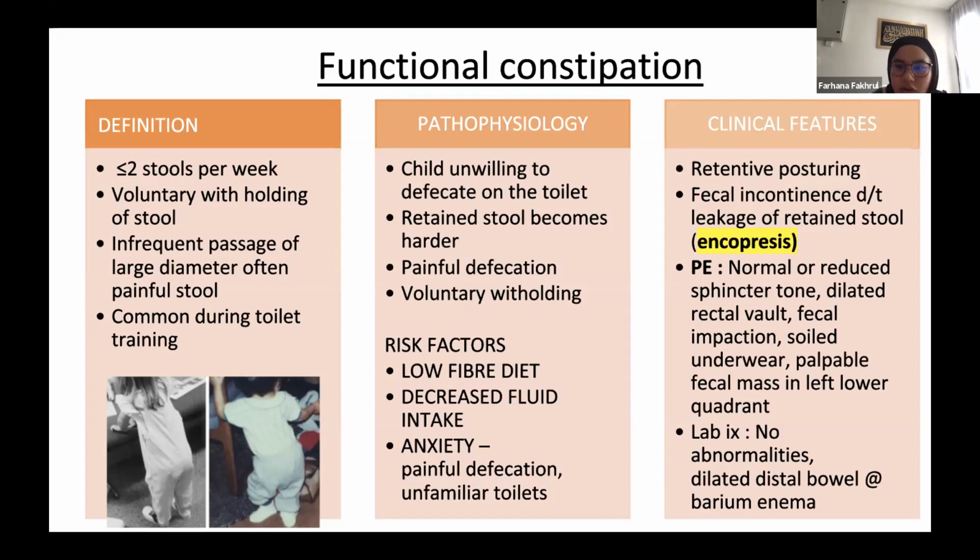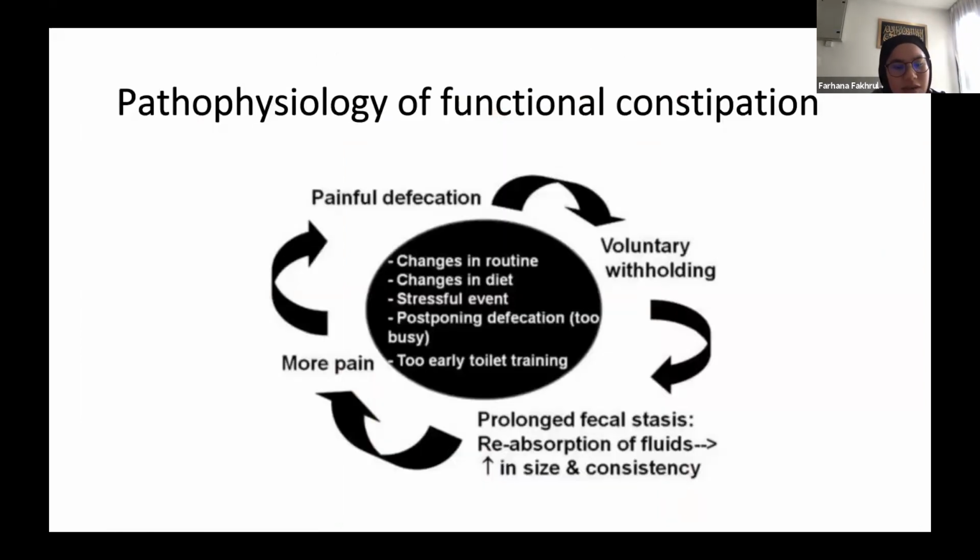In the physical examination, usually functional constipation patients have a normal physical examination, but some may have a reduced sphincter tone or a dilated rectal vault, rectal impaction, soiled underwear, or palpable fecal mass in the left lower quadrant. And for those we suspect with functional constipation, usually we don't do any lab investigation unless we suspect that the cause is organic. If we do an investigation, most likely we'll see a dilated bowel because of the impacted feces.